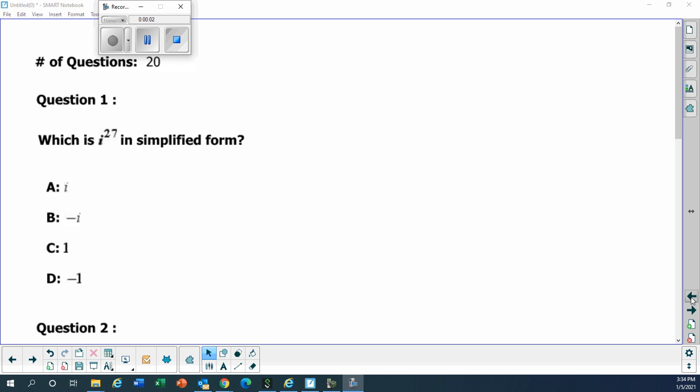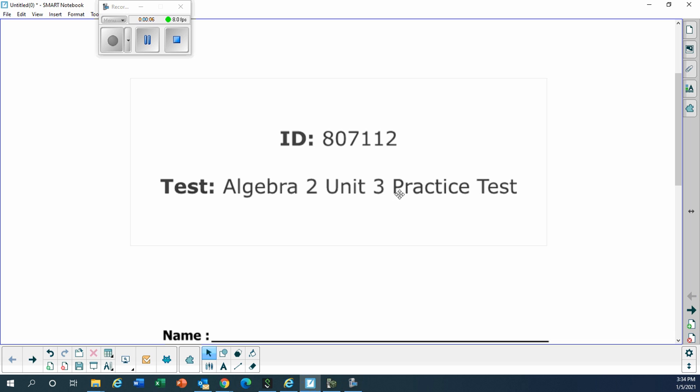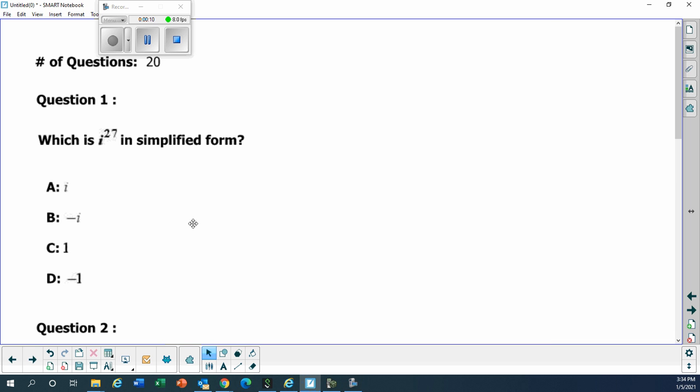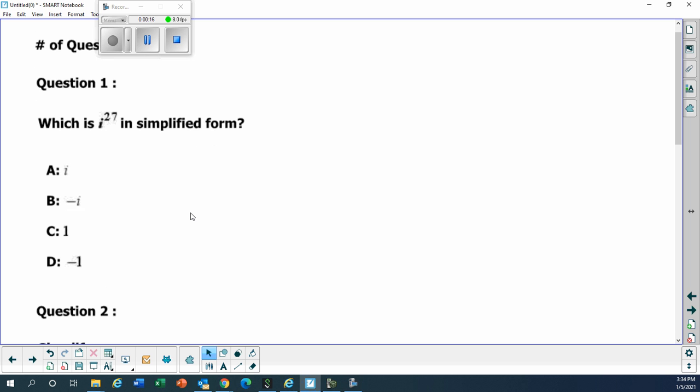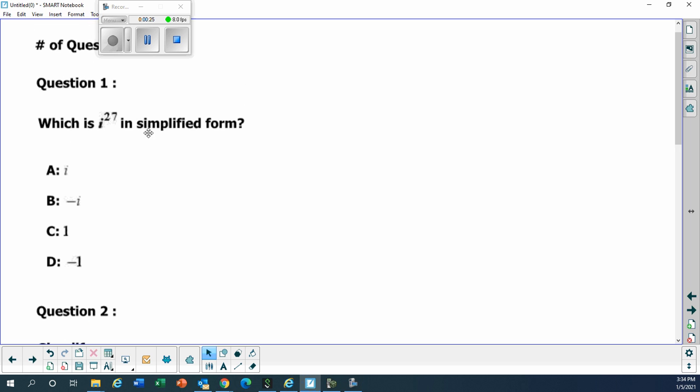Hello guys, I'm gonna go over the Unit 3 practice test. It has 20 questions for the practice, but your actual test will have, I think, 13 questions. We try to give you as many problems so that you guys can practice and be ready. So the first question is, what is i to the power of 27 in simplest form?